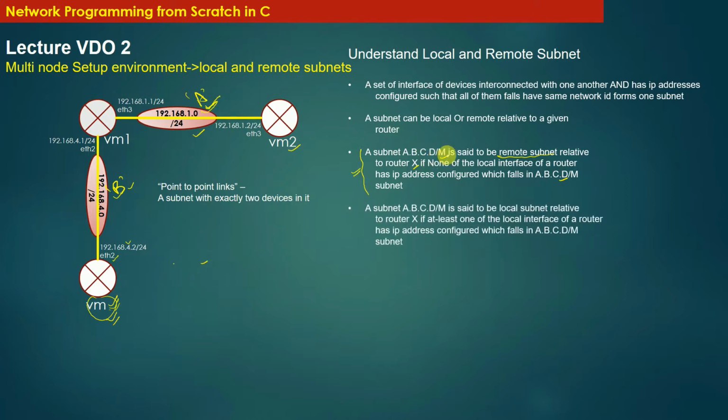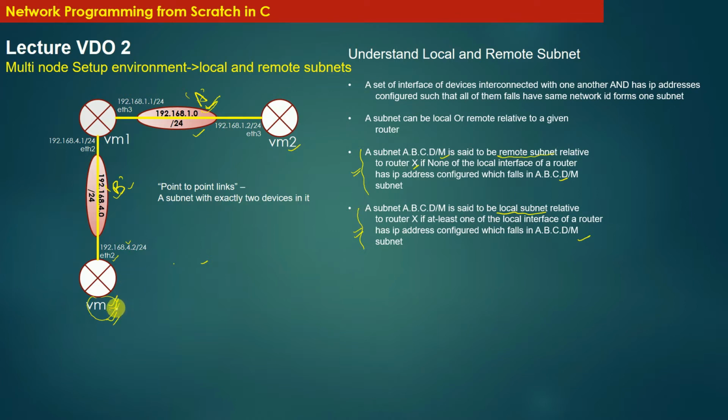Now let us try to understand the definition of local subnet. A subnet A.B.C.D/M is said to be local subnet relative to router X if at least one of the local interfaces of router X has an IP address configured which falls in A.B.C.D/M subnet. So that is very easy.